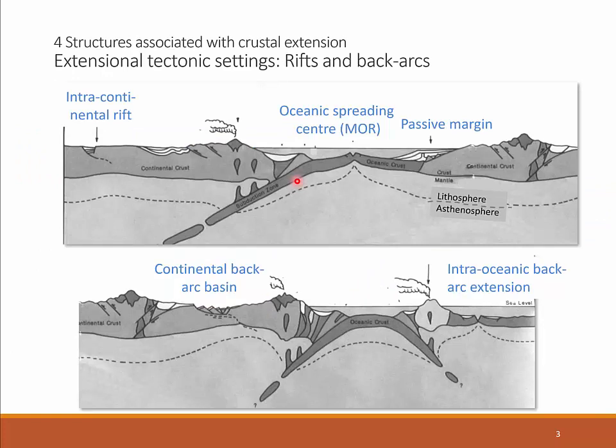The extensional stages that we are going to talk about are found typically in intracontinental rifts, in mid-oceanic spreading zones, but also in back arc basins, which we find behind subduction zones in the upper plates, behind magmatic arcs. And such back arc basins can be continental or they can be intraoceanic, as we see here. These subduction zones are the cause for the extension in the back arc. We come back to that at a later stage in the course.